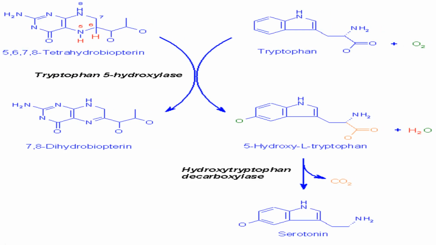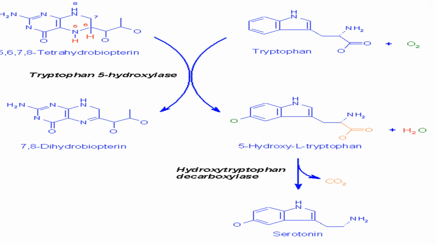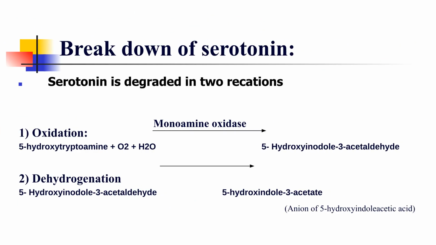This slide visually represents the 2 main steps of serotonin synthesis, starting from tryptophan and resulting in serotonin, catalyzed by tryptophan 5-hydroxylase and hydroxytryptophan decarboxylase. Serotonin is degraded in 2 reactions. The first is oxidation, catalyzed by monoamine oxidase. The second is dehydrogenation, catalyzed by aldehyde dehydrogenase. This results in 5-hydroxyindoleacetic acid.